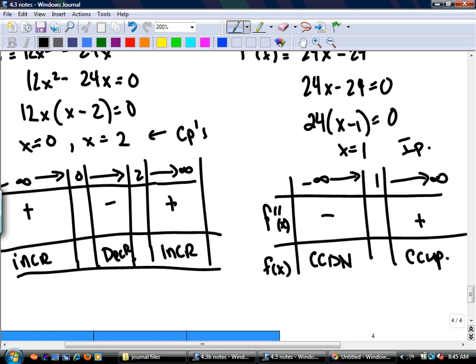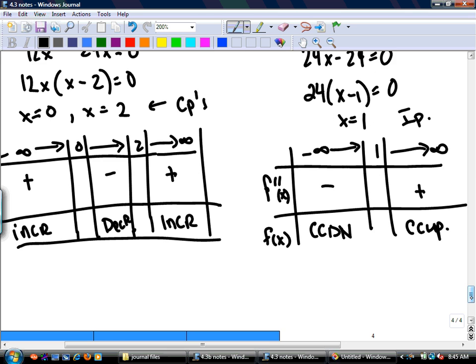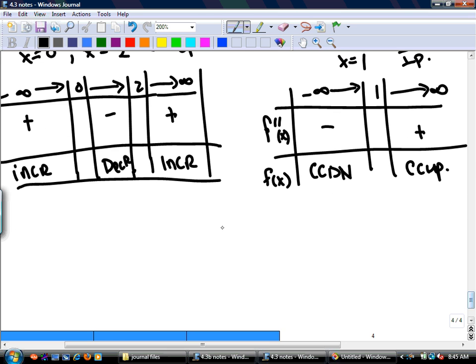At 1? No, 1 is neither a minimum nor a maximum. 1 is just where it changes from concave up to concave down. It's where you roll your wrist when you're drawing. If you're an artist, you kind of know, that kind of weirdness happens, that rolling of the wrist. So, mark 0, mark 2, and mark 1.